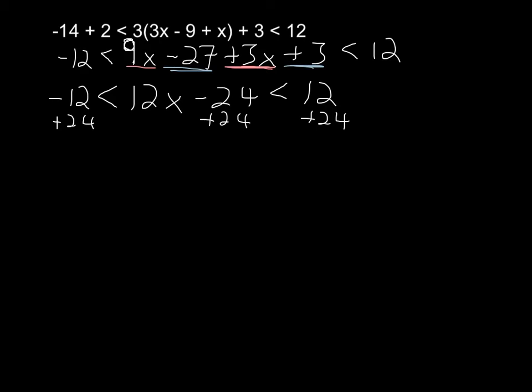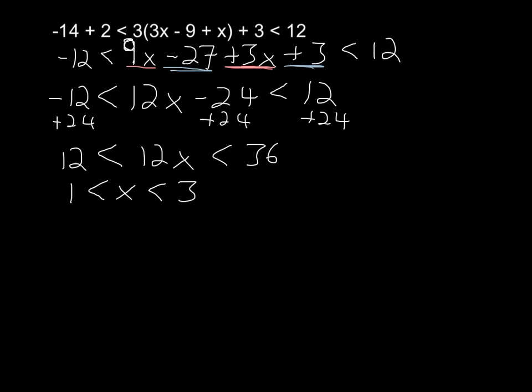What we end up with is 12 on the left-hand side, 12x in the middle, and 36 on the right. As a final step, we just divide all 3 of them by 12, and we end up with 1 is less than x is less than 3. Now that's something we can manage.